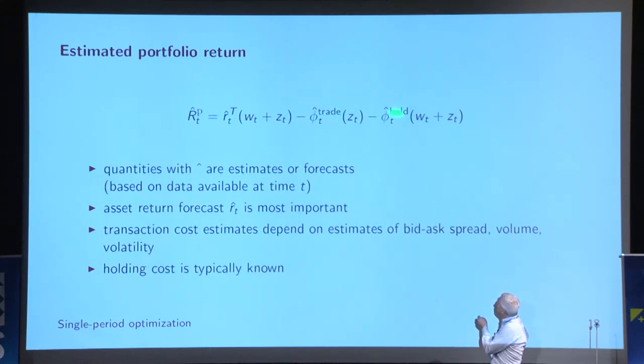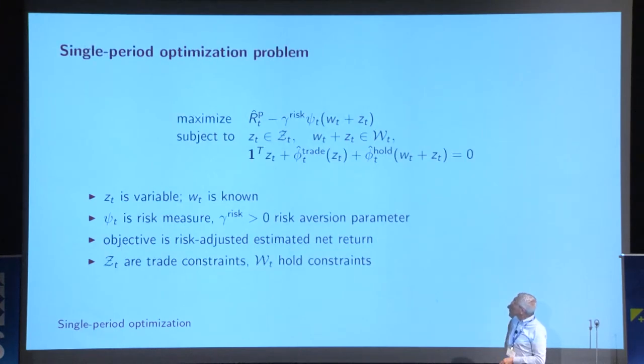That doesn't matter, because you can forecast the others pretty well, and that's what matters. So this is the idea. That's going to be your estimated portfolio return. And then you'll simply do this: you will maximize the estimated portfolio return, and then you'll have a risk term. So this is a risk adjustment, and we're going to talk about risks in a minute. That'd be the model.